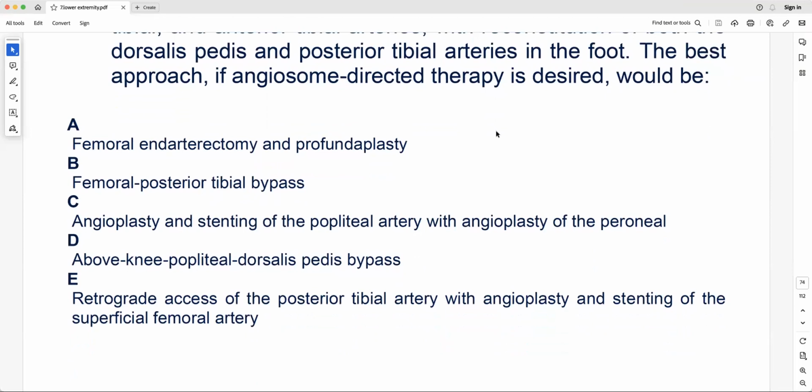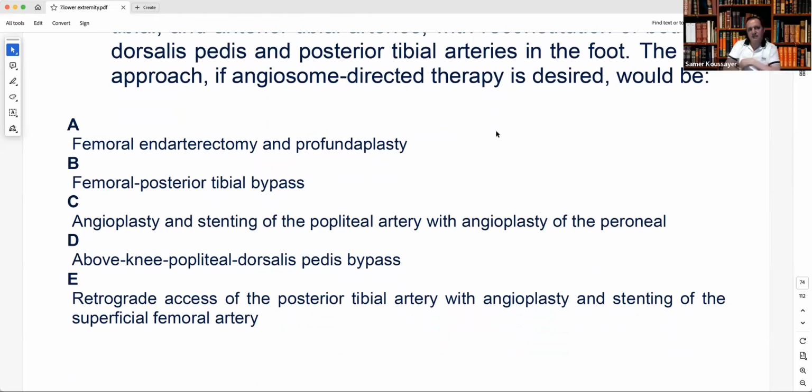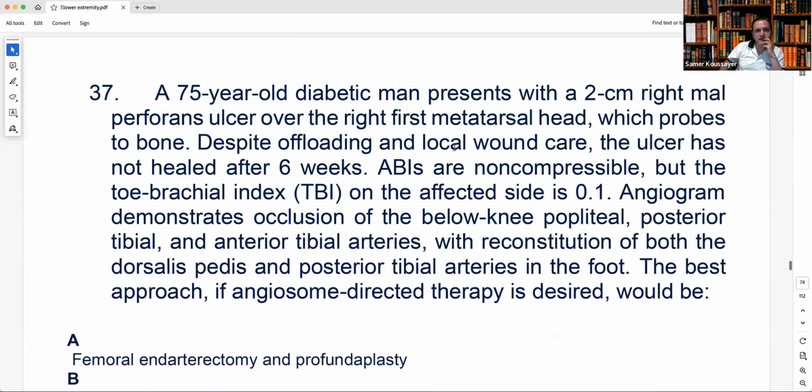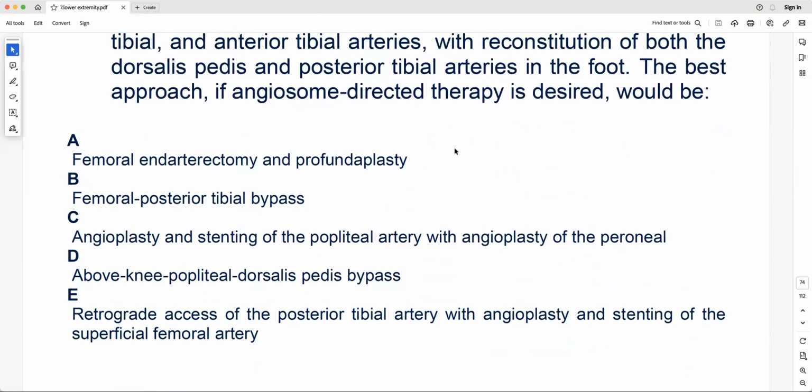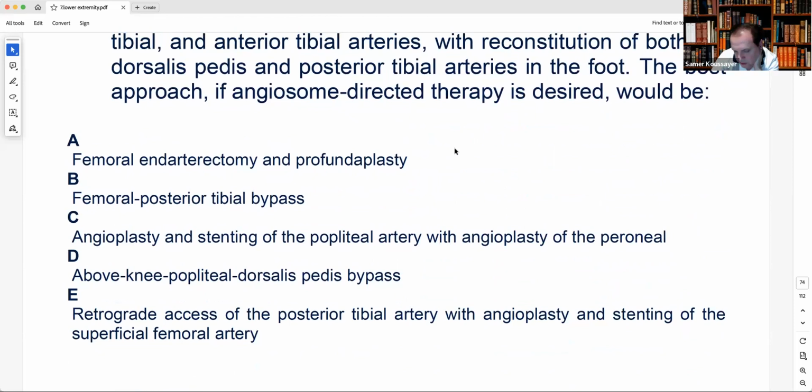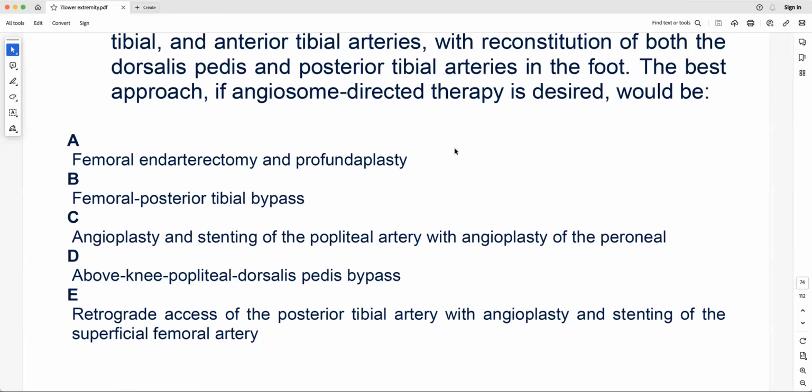Angioplasty of the peroneal will not target the angiosome of intent. Okay, and they ask what's the best approach. How old is this guy? 75. According to the BEST-CLI trial, what's the best approach for this patient? The approach is bypass with vein. Correct. With a good vein.